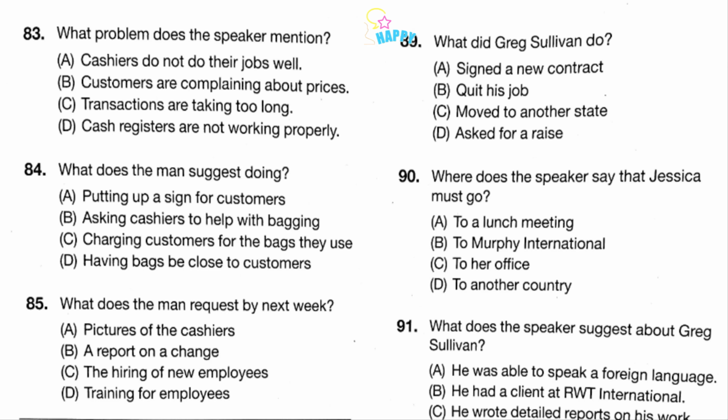The proximity of the bags to the cashiers creates the assumption that they'll do the bagging. Placing the bags near the customers indicates that they need to bag their own purchases. As a result, they'll initiate the process sooner and shorten the amount of time needed to complete each transaction. Let me know the results of the changes you make by next Monday. Number 83. What problem does the speaker mention?